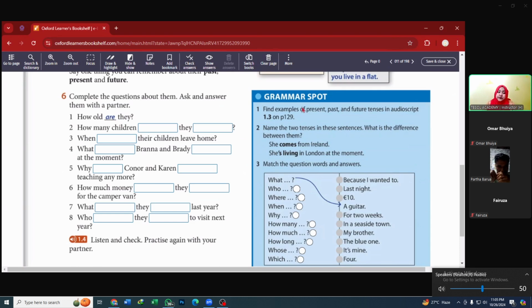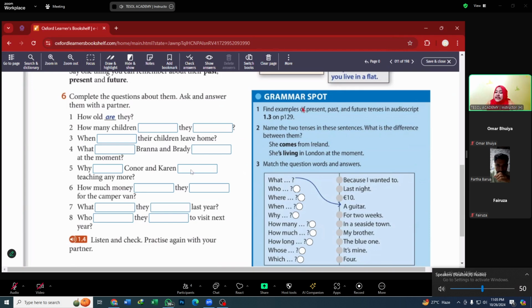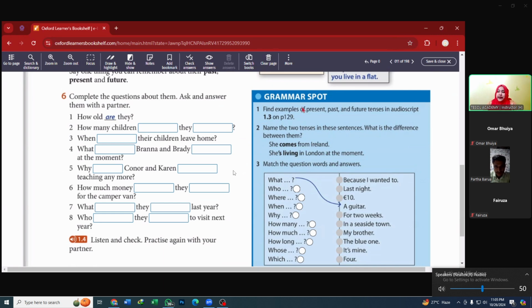Number 2: how many children dash they dash? Miss Bindu, can you answer number 2? Can you give me the words that are missing in this question? How many children? Yes. 2. They dash. Then the other one?